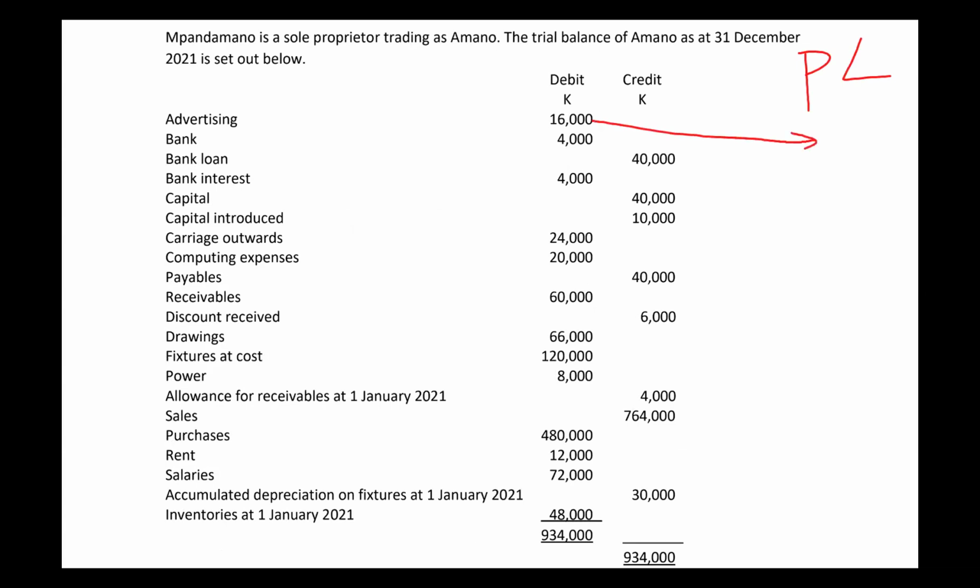Bank. Bank goes to the balance sheet, and it's a current asset. It goes under the current assets. Current asset. Thank you. Bank loan. Where does it go to? Balance sheet as well, and it's a liability.